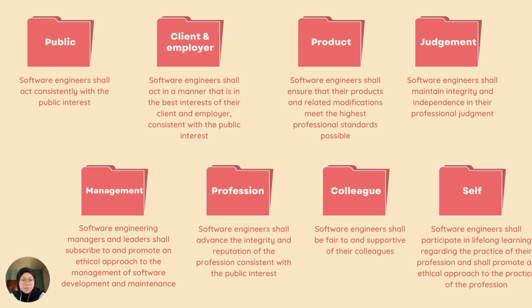The sixth principle is the profession principle, where software engineers should advance the integrity and reputation of the profession consistent with the public interest. And then the colleague principle, where software engineers should be fair to and supportive of their colleagues. And finally, the self principle, where software engineers should participate in lifelong learning regarding the practice of their profession and should promote an ethical approach to the practice of the profession.